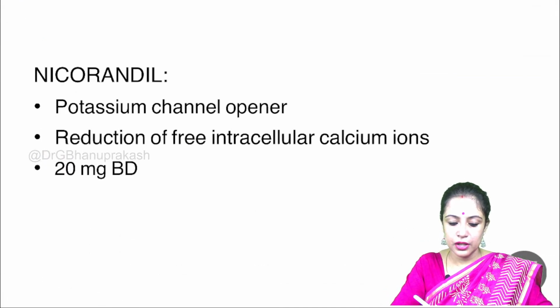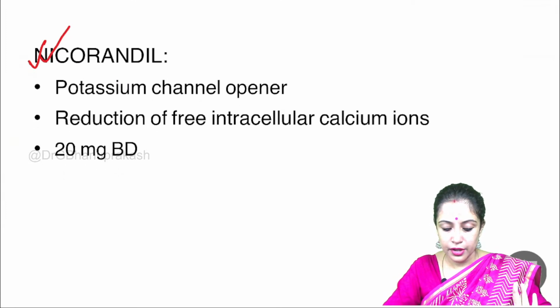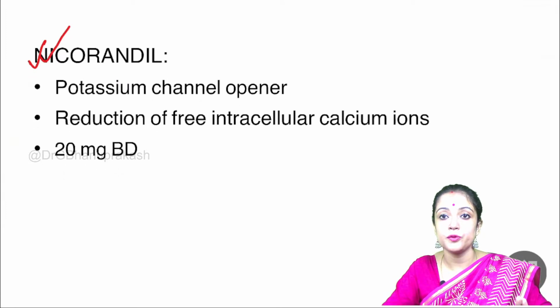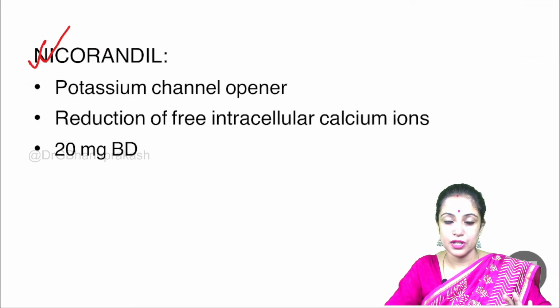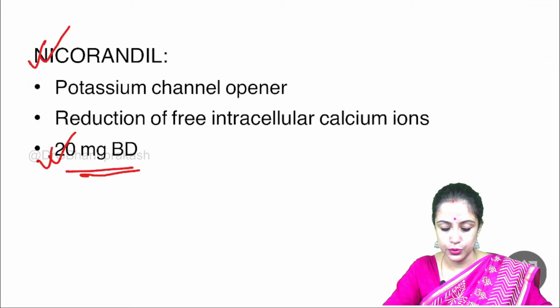Another newer drug is Nicorandil. How does Nicorandil help? Nicorandil is a potassium channel opener, and it also reduces the free intracellular calcium ions, and this way it helps in angina. The dose is 20 milligram twice a day.